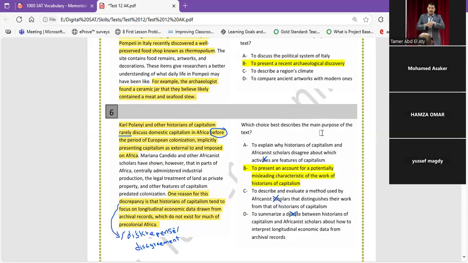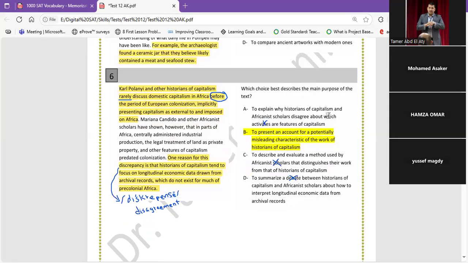It's easy, level 1. The question after, again, main purpose. First, okay. Karl Polanyi and other historians of capitalism rarely discuss domestic capitalism in Africa before the period of European colonization. They never, before the colonization, implicitly presenting capitalism as external to and imposed on Africa. So they never talk about capitalism before Europe invaded Africa.